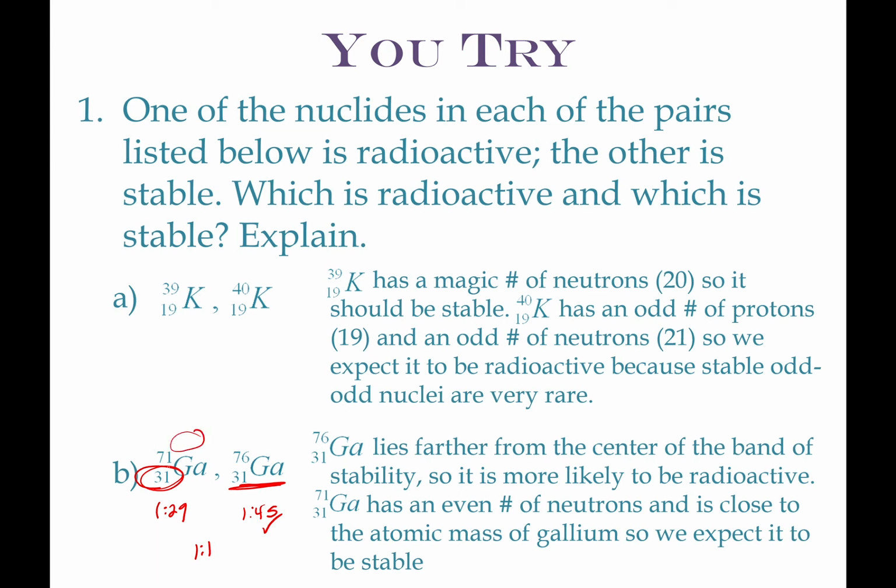But also, if you look at the periodic table, the mass of gallium is closer. Gallium is number 31. If you look at number 31, gallium has a mass of 69. So the average atomic mass, which is a combination of all of the stable isotopes, is 69.72. So 71 is much closer to 69.72 than 76. So for many reasons, this gallium 71 is most likely going to be stable, and our gallium 76 is probably radioactive. And this is just you reasoning your way through these, okay?